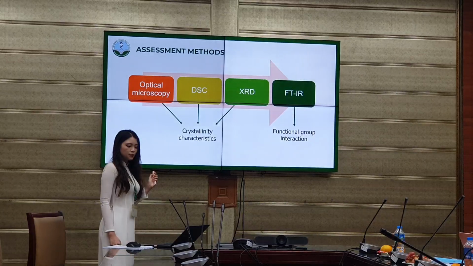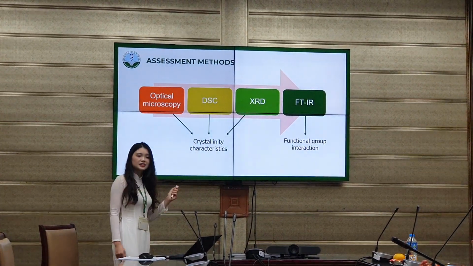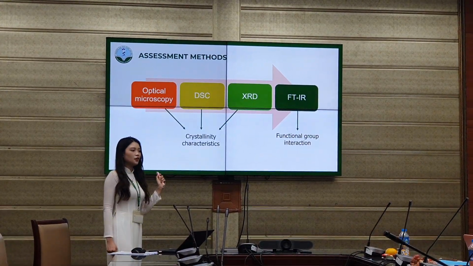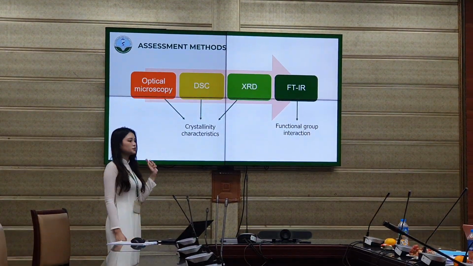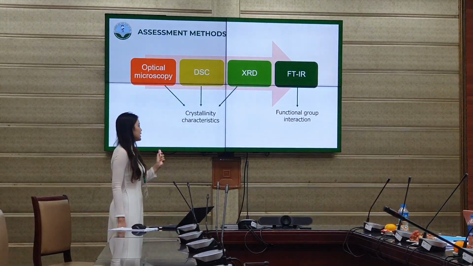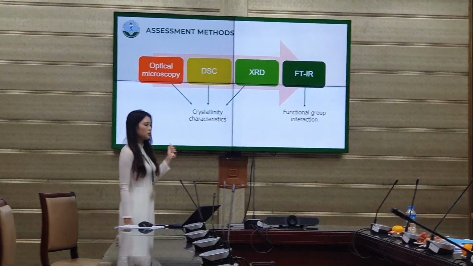After preparing the samples, we started to conduct some tests to assess the characteristics of the solid dispersion system. Optical microscopy, differential scanning calorimetry, and X-ray diffraction were used to define the crystallinity characteristics. And FTIR was used to see the functional group interaction between polymer and ritonavir.